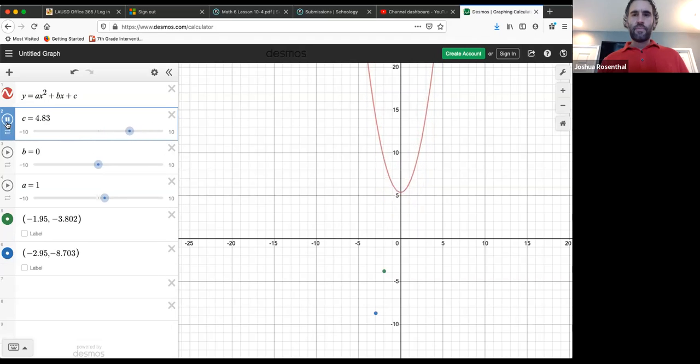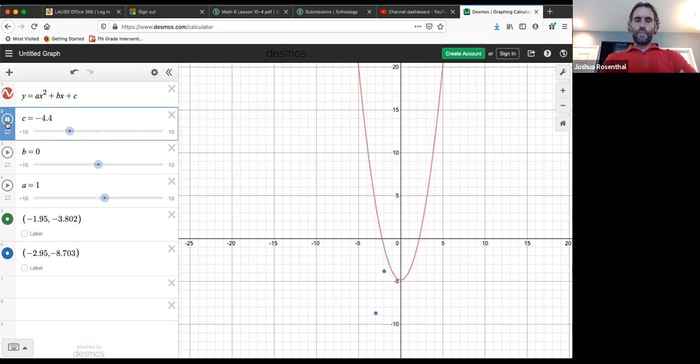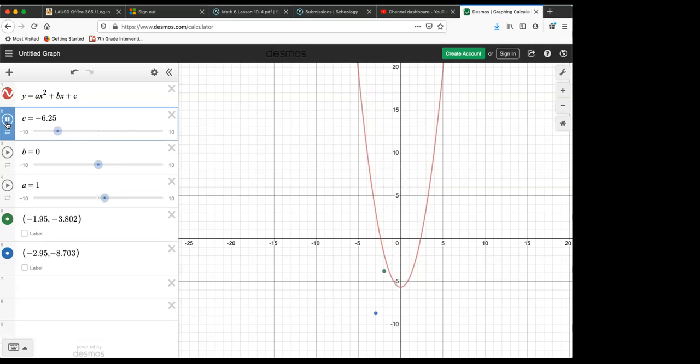Look, if I hit the play button, it will slide. It'll keep moving on its own. What does adding c do to the graph? It just moves it up and down. Something weird happened.